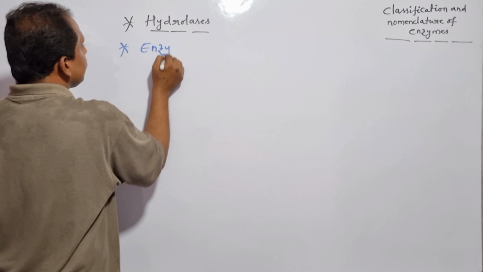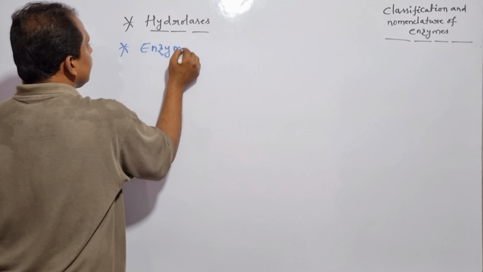Enzymes which are responsible for regulating hydrolytic reactions. So such specific enzymes are termed as what? Hydrolases. So what are the various enzymes which come under the class hydrolase here?